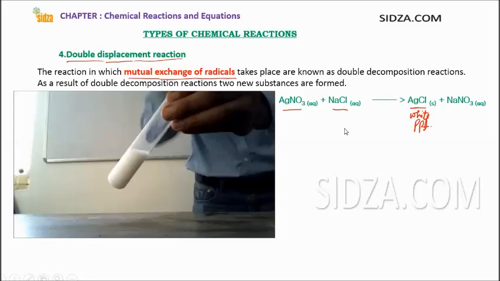So this is a double displacement reaction because the two compounds exchange the radicals. Silver reacts with chlorine, sodium reacts with nitrate. This is also called a double decomposition reaction. So double displacement, you can also call it a double decomposition reaction.